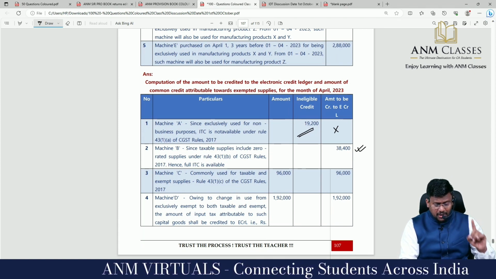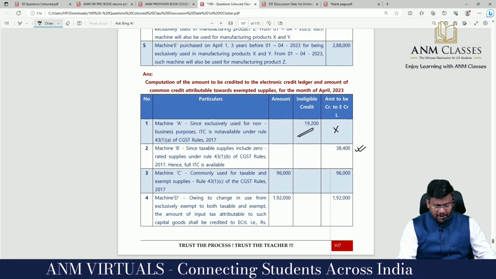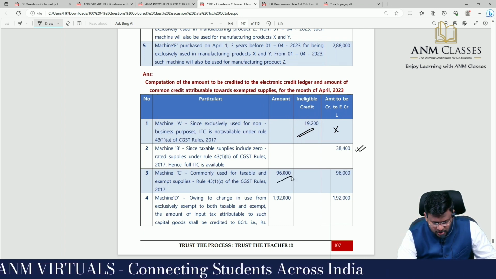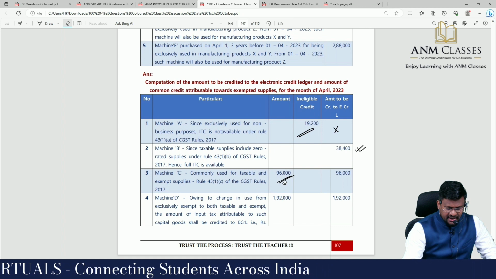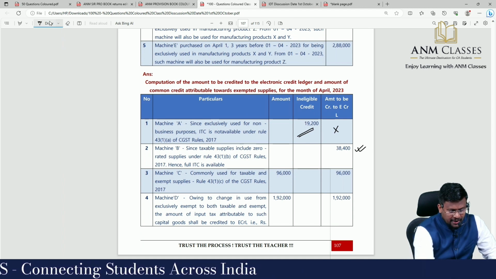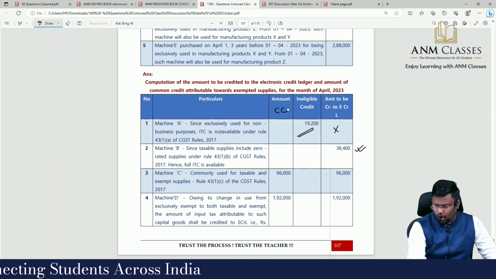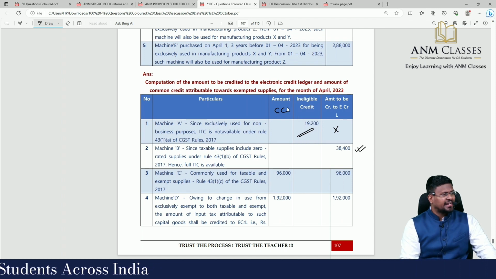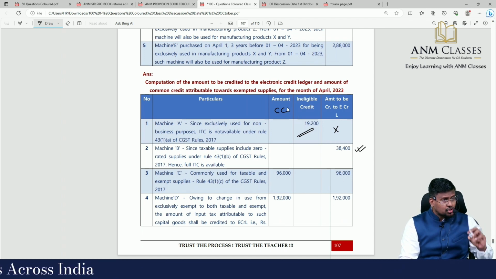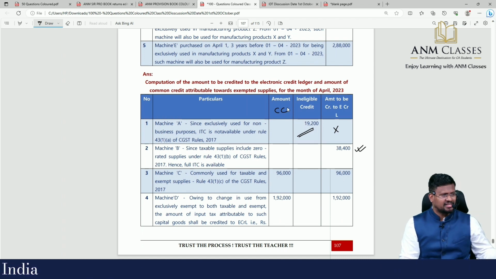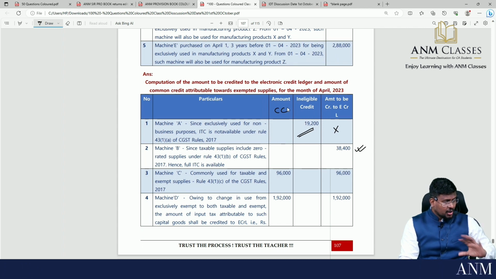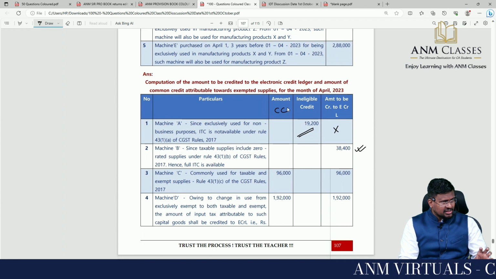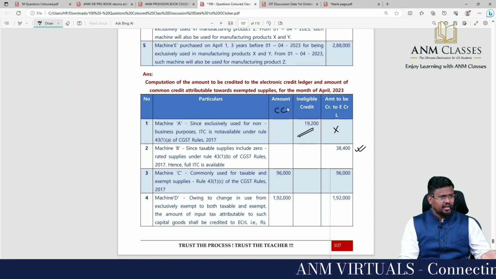How much was the amount of credit? 96,000. So 96,000 is common credit. It will be marked in the column of common credit, and this 96,000 in one shot I will park in the ECL. I will just bring the amount to the ECL in one shot.